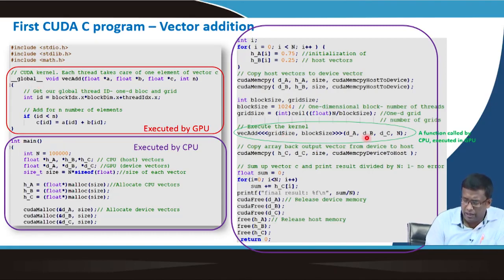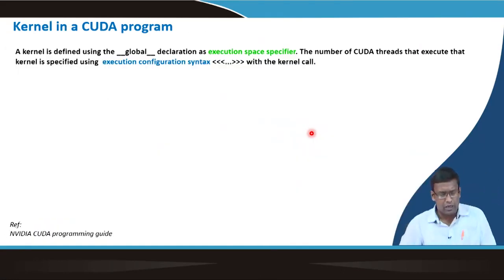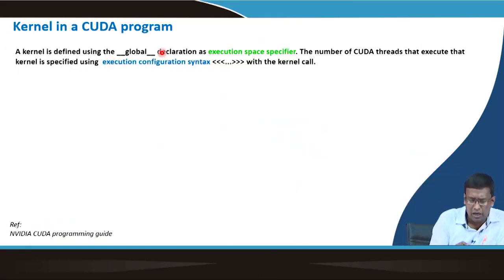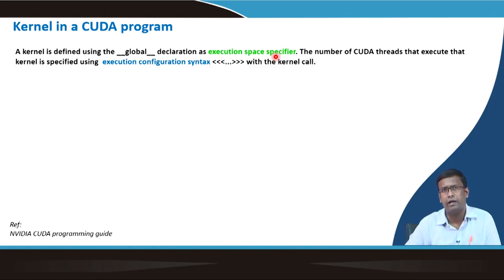Also, a kernel takes some arguments which are memory locations in the GPU, and some arguments are given within a brace, which gives the number of blocks inside a grid and the number of threads inside a block. So in total how many threads will be launched is also specified here. A kernel is defined using the underscore global underscore declaration, which is called an execution space specifier. It specifies the space in which this function will be executed. Will it be executed in GPU, will it be executed in CPU, etc.